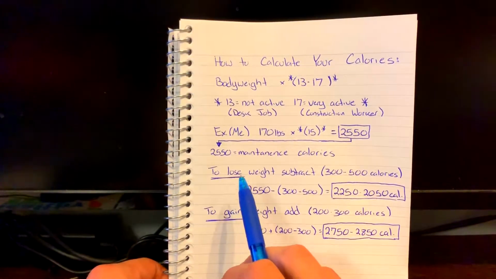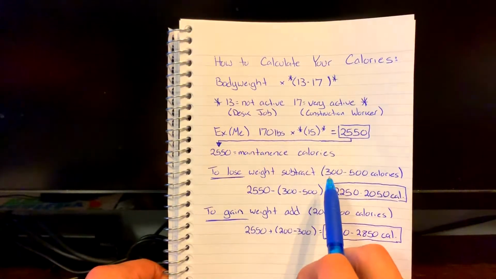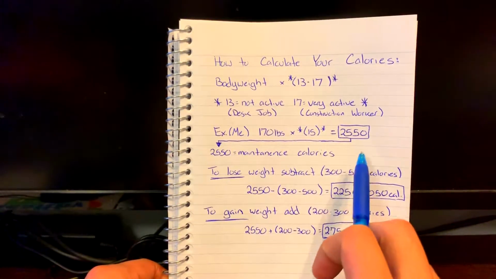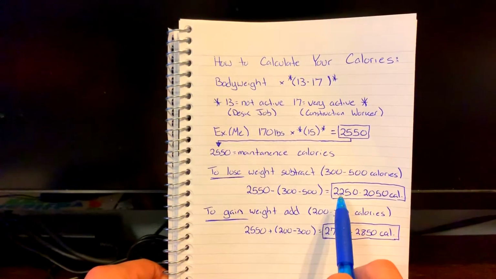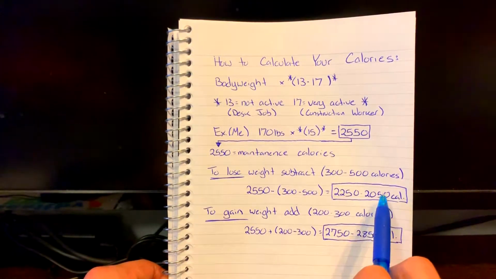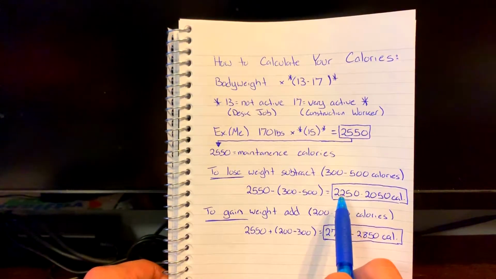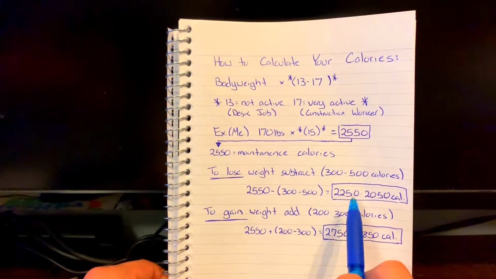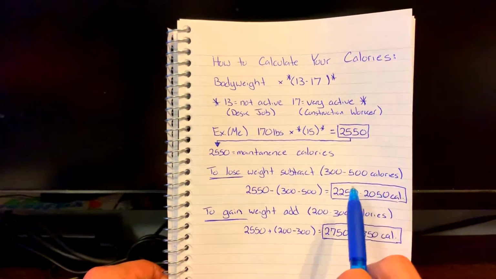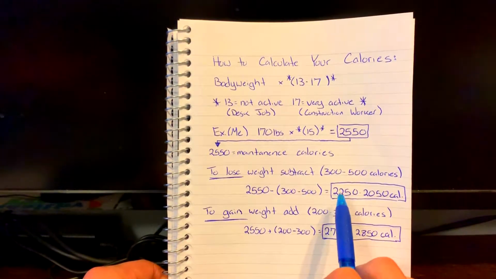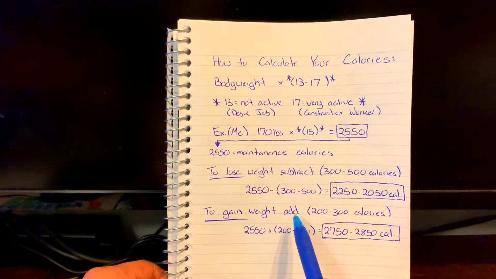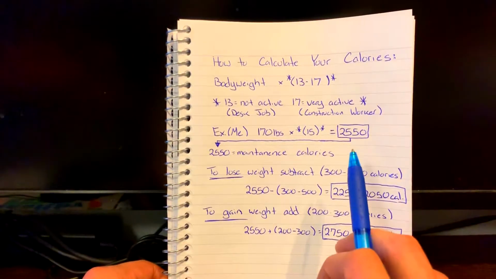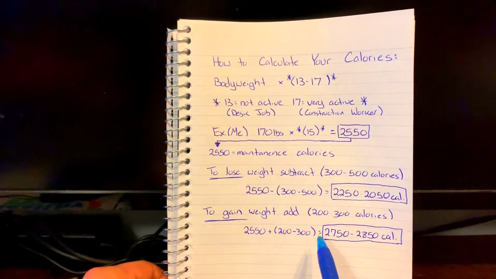Now, if I want to lose weight, what I'm going to do is subtract 300 to 500 calories from my maintenance calories. So 2550 minus 300 to 500 gives me 2250 to 2050 calories per day. Usually when I start a weight loss, I start on the high end of the spectrum, and if I gain weight, I cut it back. For the video purposes, I'm going to be using the high end of the spectrum for my weight loss, and for weight gain, I add 200 to 300 calories to my maintenance. So 2550 plus 200 to 300 is 2750 to 2850 calories per day.